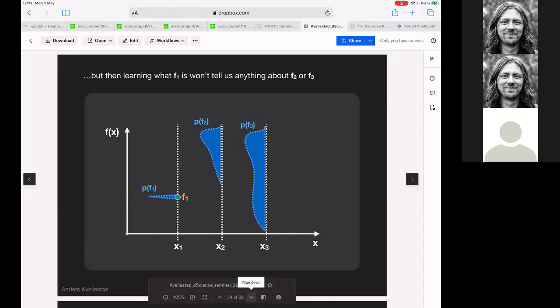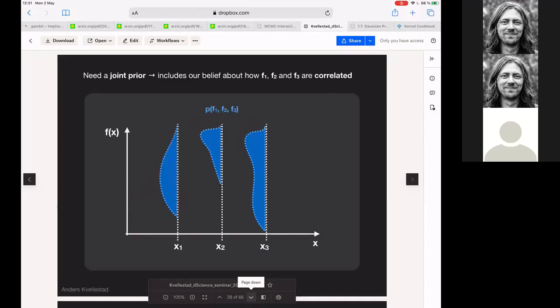And of course, we rarely think that. Most functions we work with are such that if you know the function value at an x point, then you know at least something about what you expect about the function value at points nearby, right?